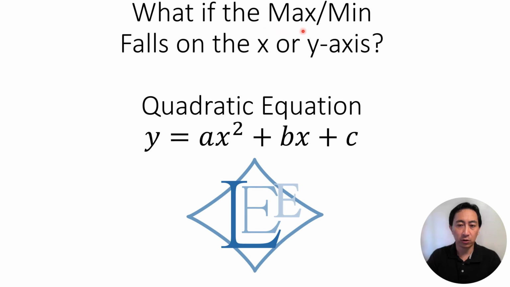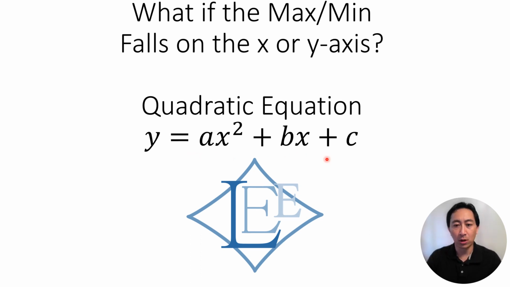In a previous video, we looked at identifying the maximum or minimum when we're given a quadratic equation or when we're given a graph. Something interesting happens when it falls on the x or y axes. When the maximum or minimum falls on the x or y axes, we can see interesting patterns that show up in how we identify the quadratic equation.